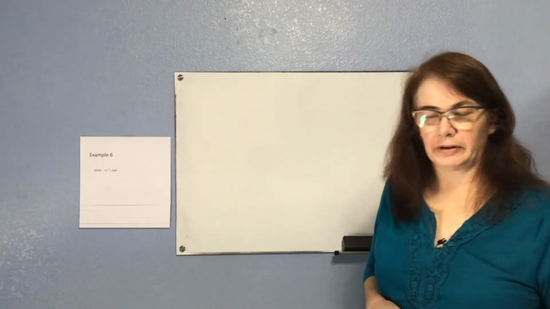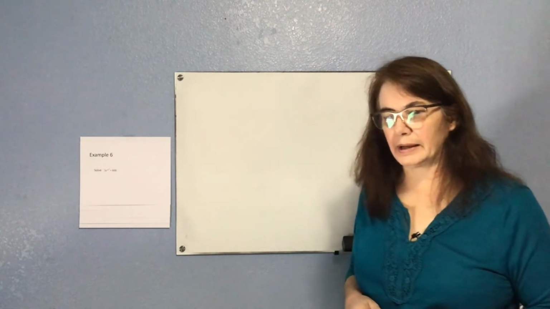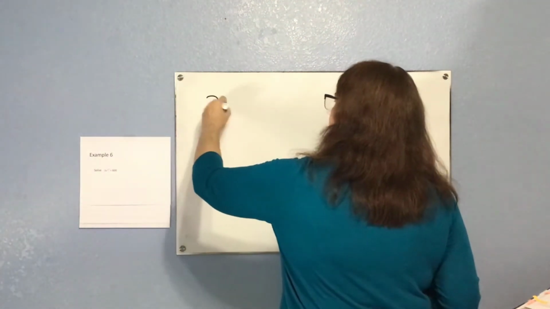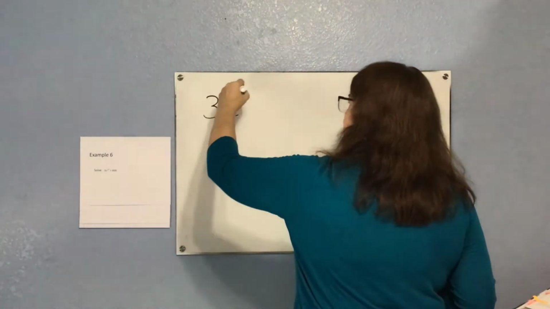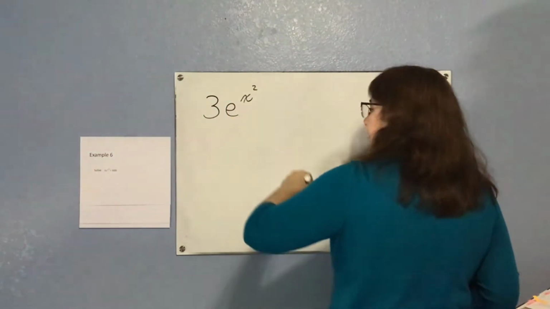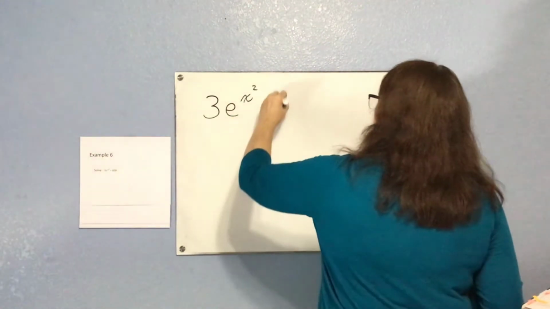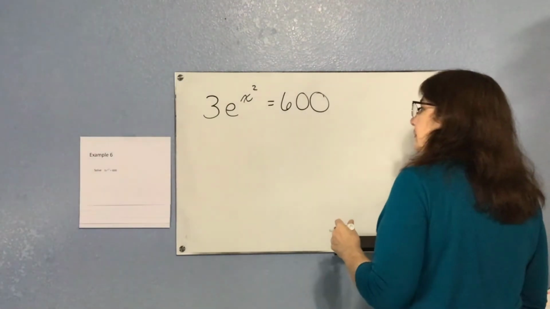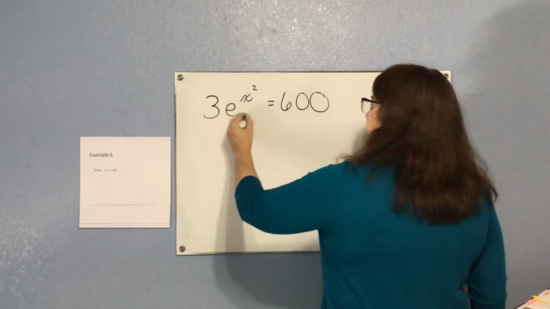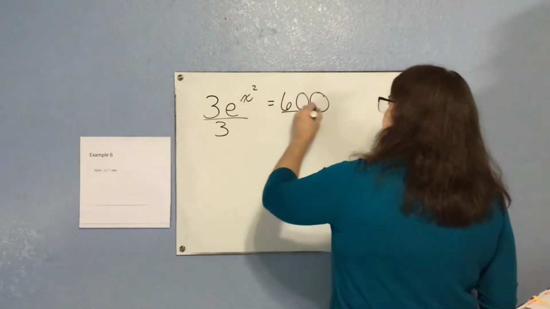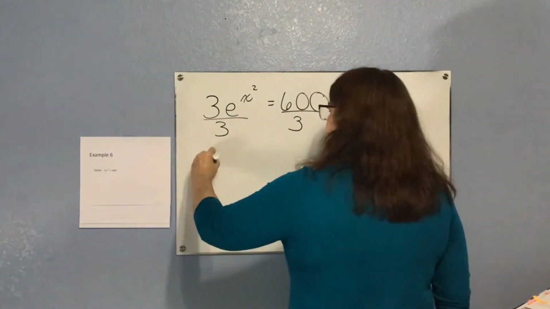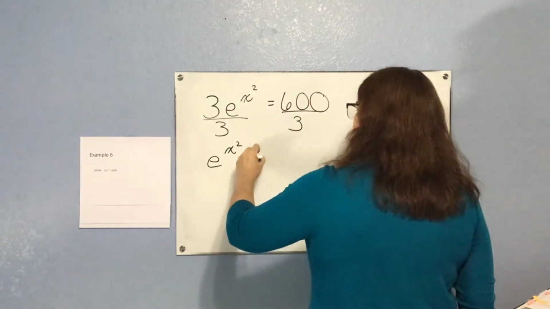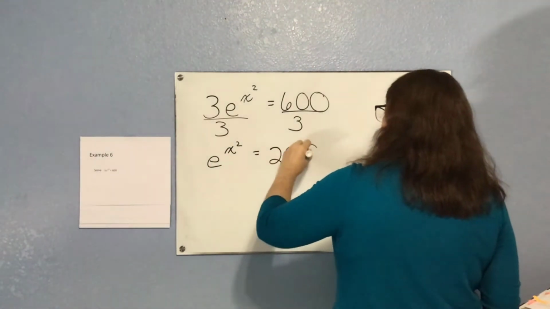Here's an example of an equation that's got a little more complex exponent. I've got 3e to the x squared power equals 600. And the first thing I want to do is this 3 doesn't need to be over here, so I'm going to divide by 3. So that gives me e to the x squared equals 200.